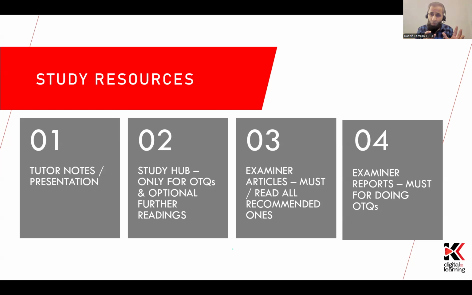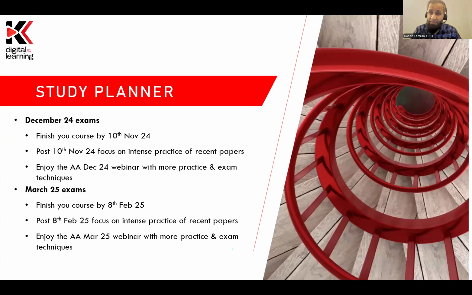So number 1 and number 3 are a must. Number 2, study hub: if you want to do some extra reading, that's your option. But for OTQs, the study hub is a must. Number 4, examiner reports are a must because you need to do the OTQs. So this is how the study resources could be utilized in a more effective manner. I'll be showing you a glimpse of the study hub and the OTQs shortly. And I've already shown you the examiner reports, where they are and from where you will be accessing them, and the articles.